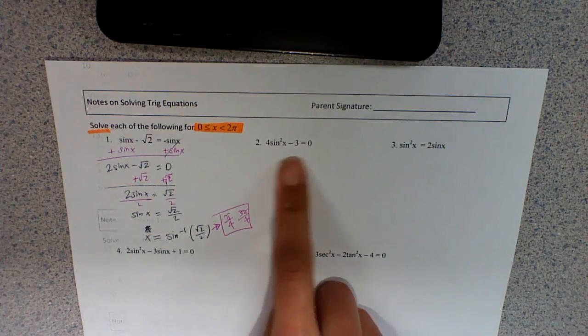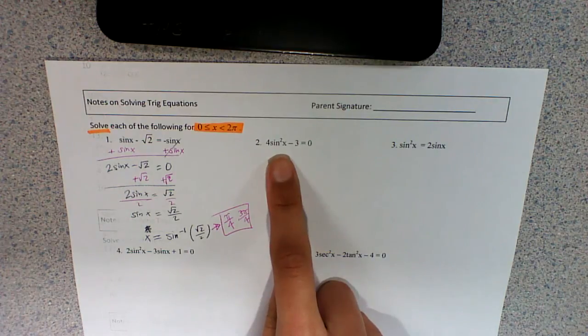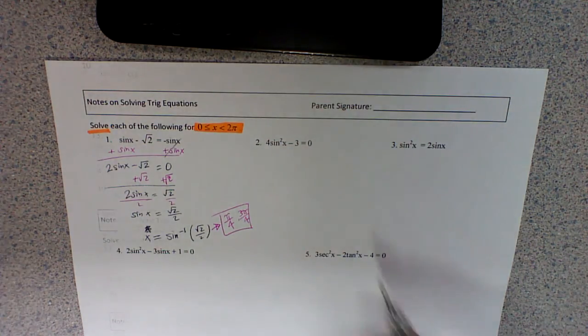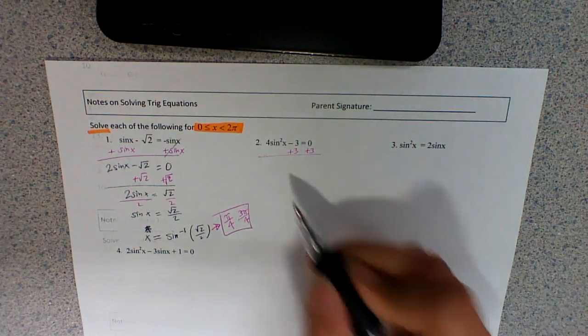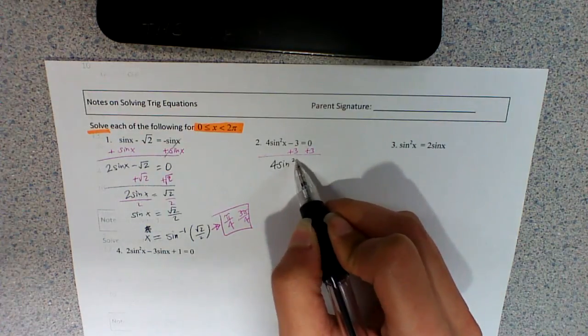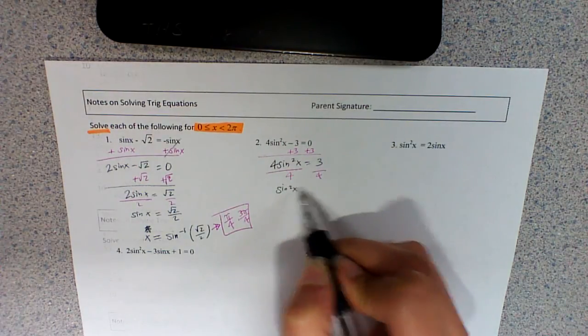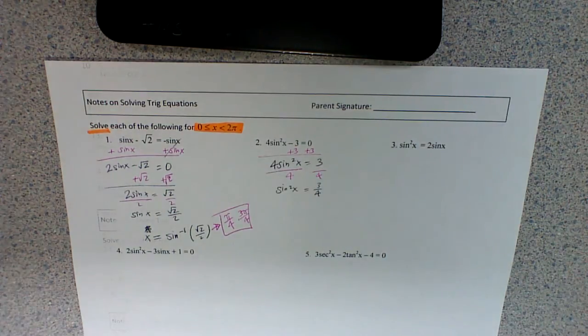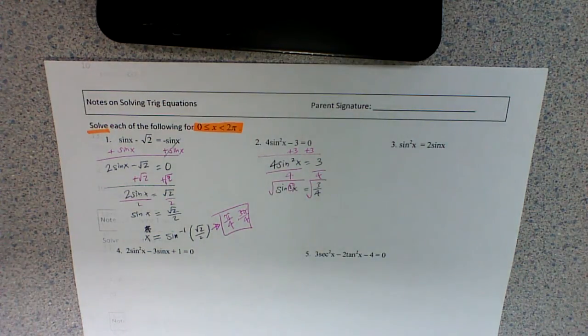Number 2, same idea. There's nothing really to combine here, so I'm going to go ahead and get sine squared, in this case, sine squared of x by itself. So I'm going to go ahead and add the 3 over. And I have 4 sine squared of x equals 3. Now I'm going to divide by 4 on both sides. And I have sine squared of x equals 3 over 4. And you're probably thinking, well, that's not a fraction on the unit circle. We're almost there. See that square? You do have to actually get that square out of there. And the most legitimate way to do that is to go ahead and square root both sides.